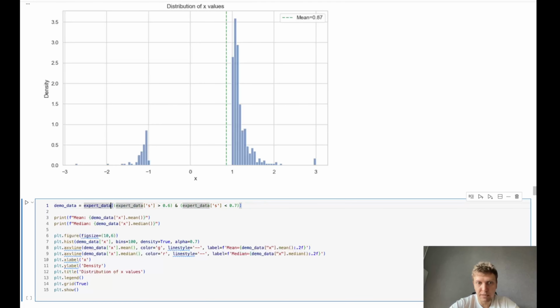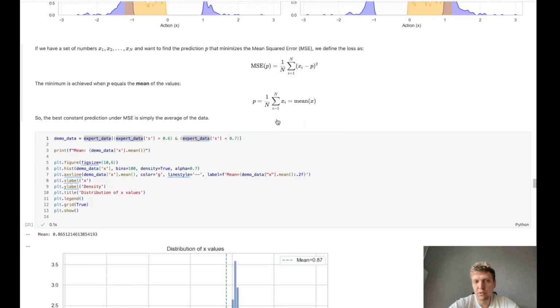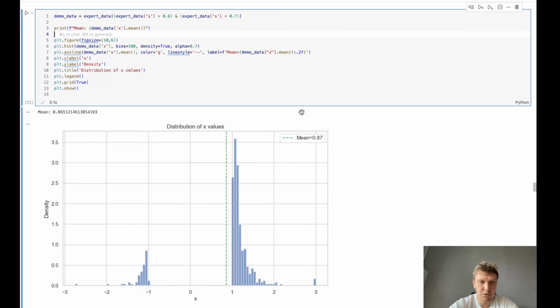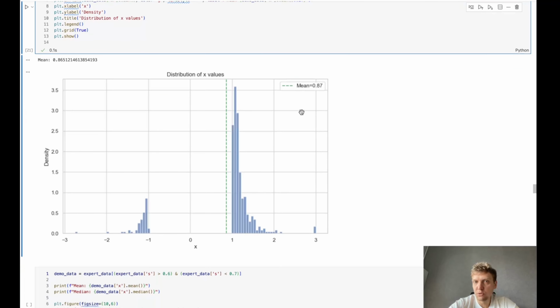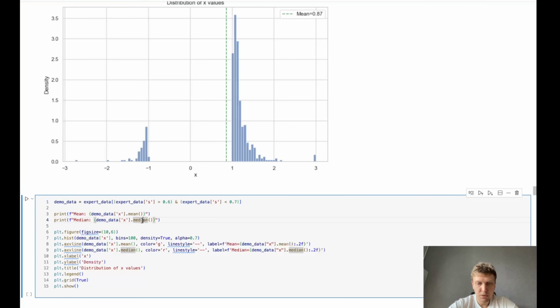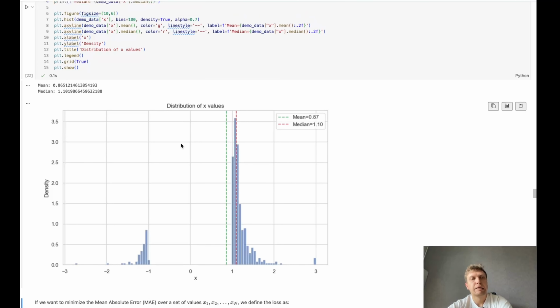The question is, okay, if the mean is not what we want, and optimizing for the mean always leads us to bad predictions, can we switch to something else? Let's say, can we switch to the median? Will it be better? Let's look at it. And the answer is yes. If you additionally plot the median on this chart, then this median is actually very close to the middle of this dominating mode. And this is what we want.